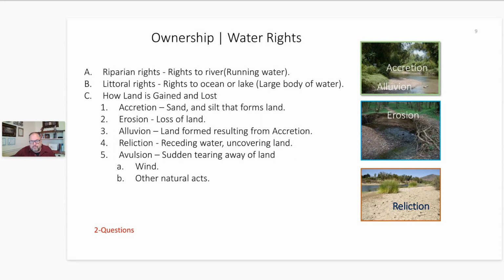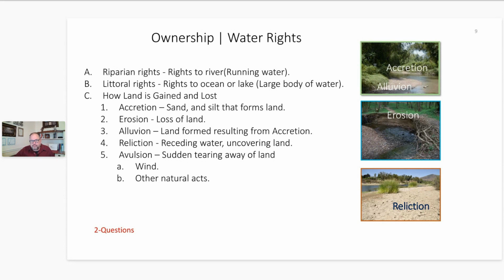And then avulsion. Avulsion is a sudden tearing away of land. For those who are in Florida and Louisiana and the other southern states, you may have witnessed and experienced hurricanes over the years, and the marshlands and the delta lands, a lot of those islands, those barrier islands, get moved and pushed away. This is called avulsion. Don't confuse that with alluvion. Alluvion is the land that's formed because of accretion, or the falling out. A credit of silt and sand forms the alluvion. Avulsion is the sudden tearing away due to winds, other big natural acts.